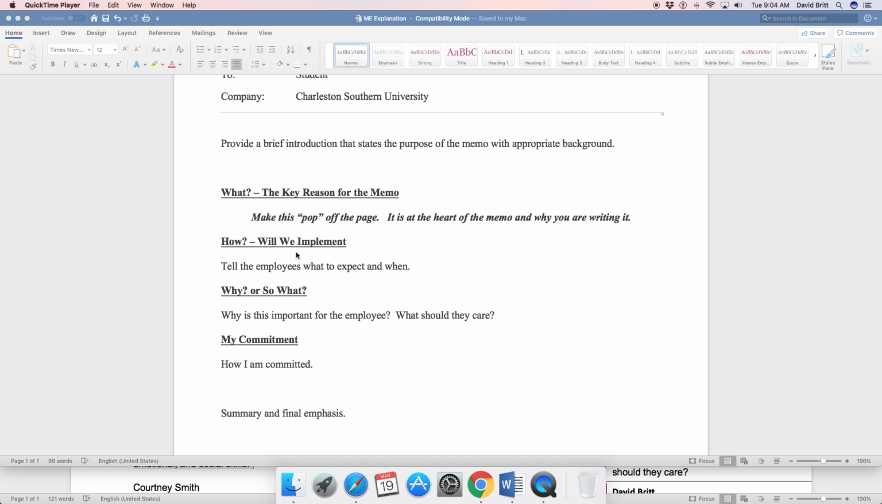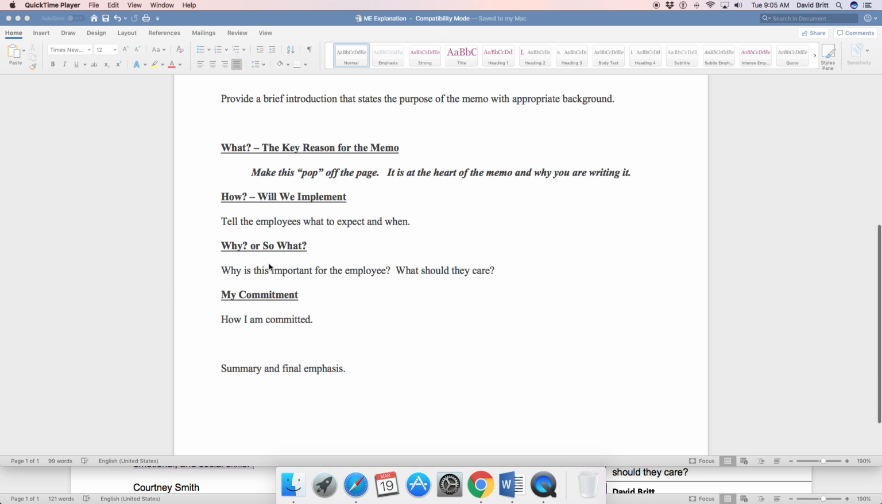The second thing is how. If there's something that's going to be implemented, for example, if you're changing a process or changing something else, the employees are going to be very, very critical, and they're going to go, okay, I understand what they're doing, but when are they going to do it? How is it going to happen over a given period of time? And so you need to tell the employees what to expect and when to expect it.